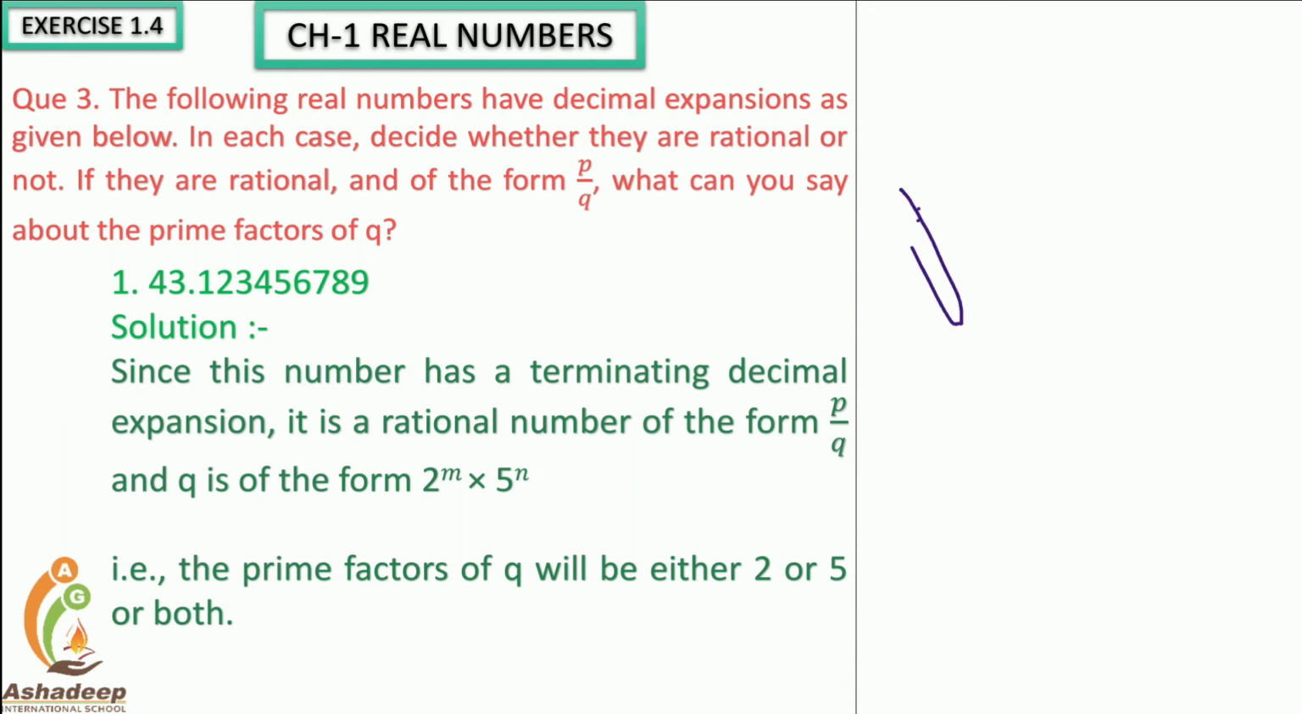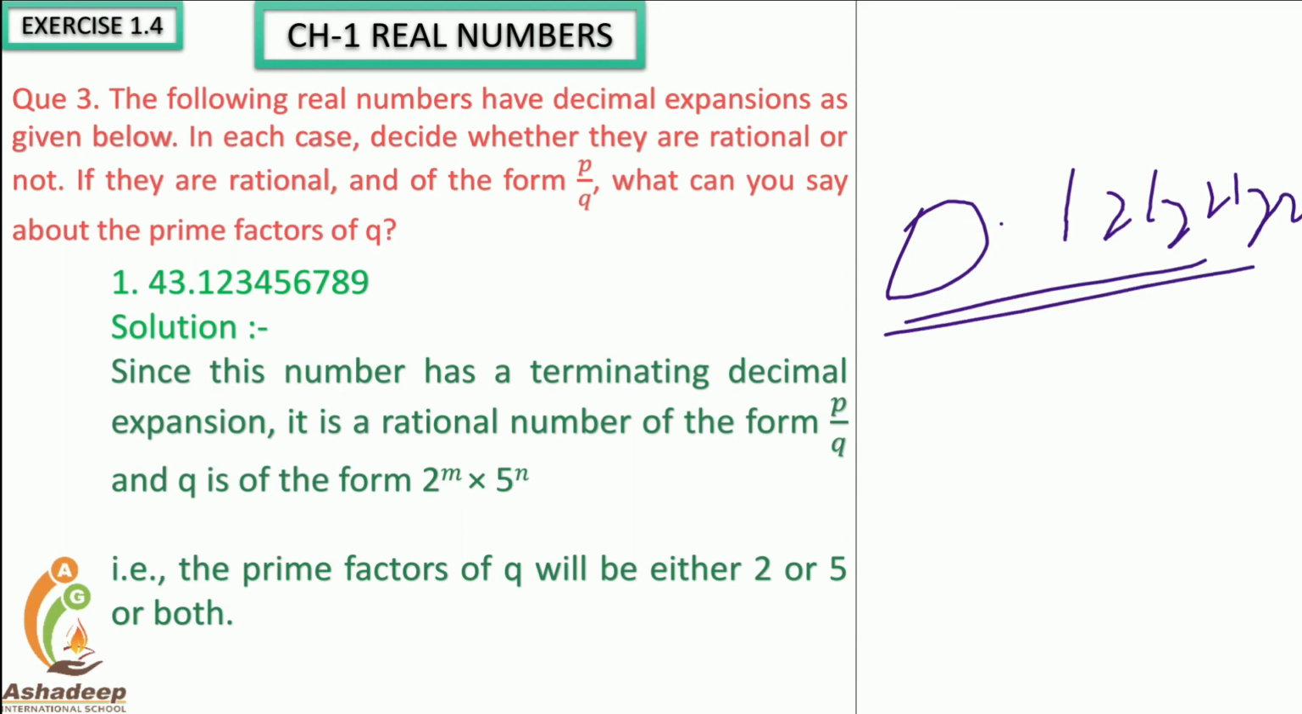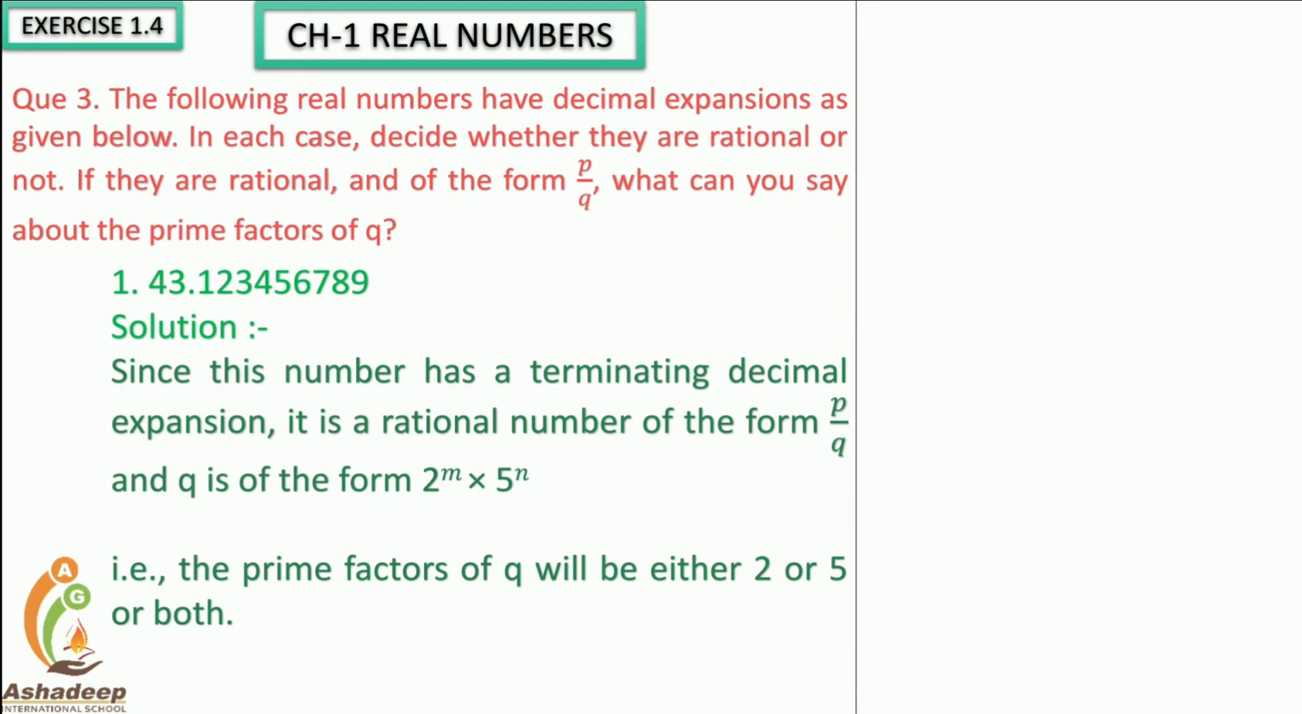But if you are given 0.1 2 1 2 2 1 2 2 2 2, this is non-terminating, non-recurring. At that time, we cannot say anything about the q because it is an irrational number. And in an irrational number, q is not defined.